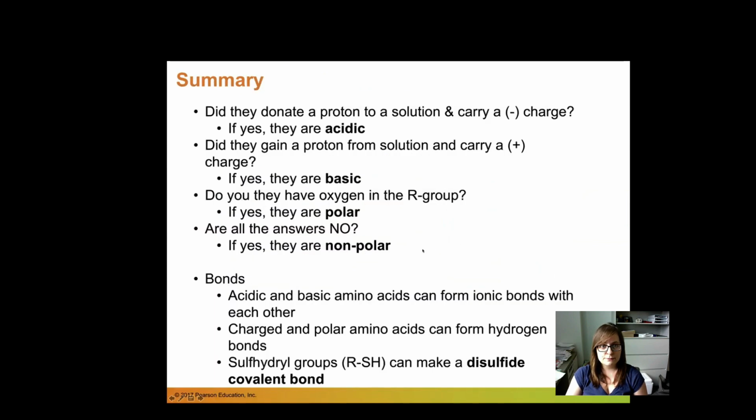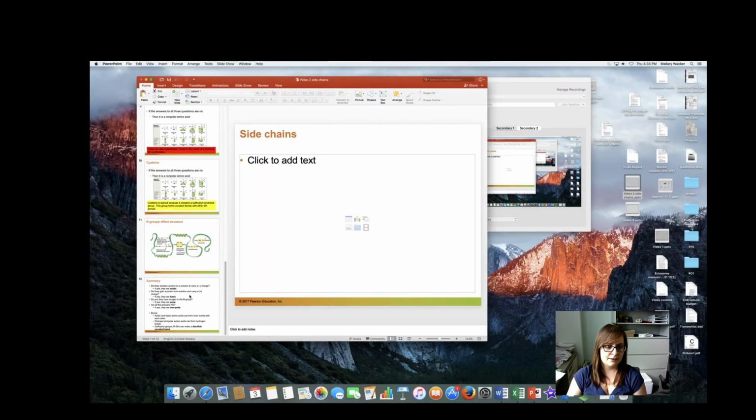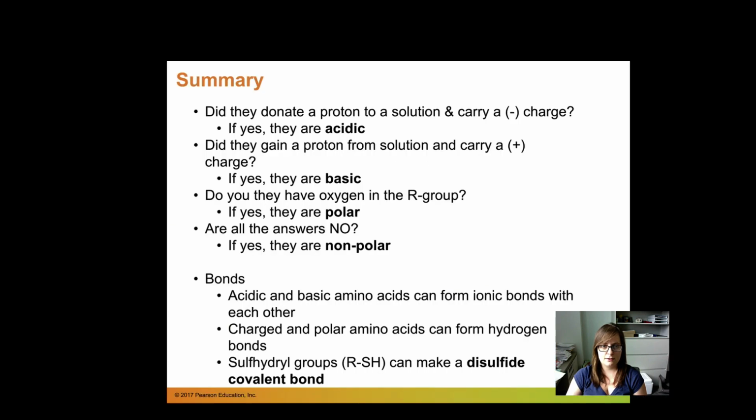So in summary, you want to ask yourself these questions. Did the amino acid or the R group donate a proton to solution and carry a negative charge? If yes, they were acidic. Did they gain a proton and carry a positive charge? If yes, they were basic. Do they have oxygen? If yes, they are polar. Are all the answers no? If yes, they are nonpolar.